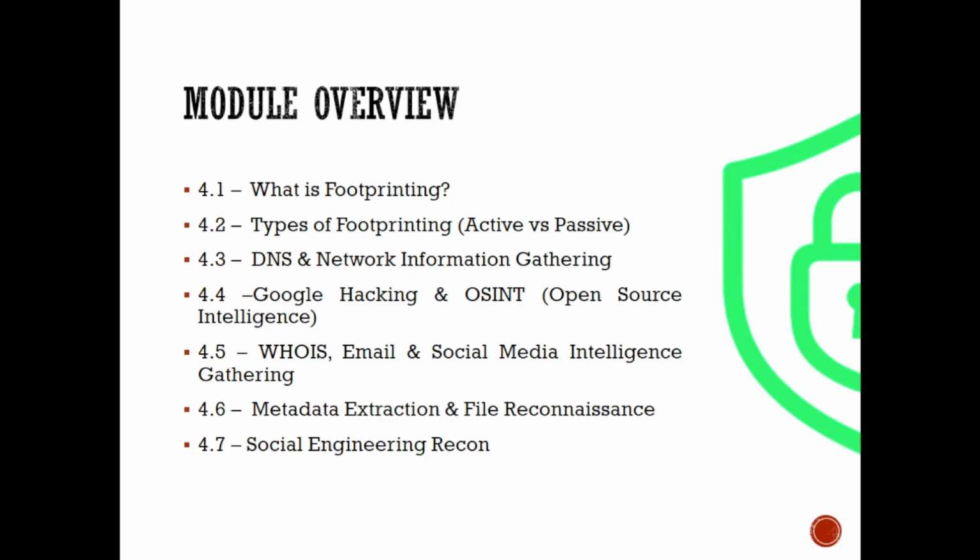4.2. Types of footprinting, active versus passive. Explore how attackers use passive methods to stay undetected and active methods when more detail is needed. 4.3. DNS and network information gathering. Dig into DNS records, subdomains, and IP mappings to uncover the network blueprint.